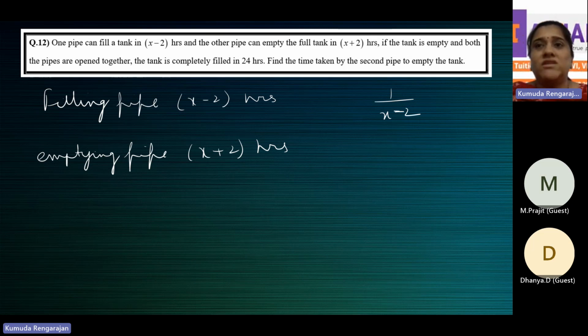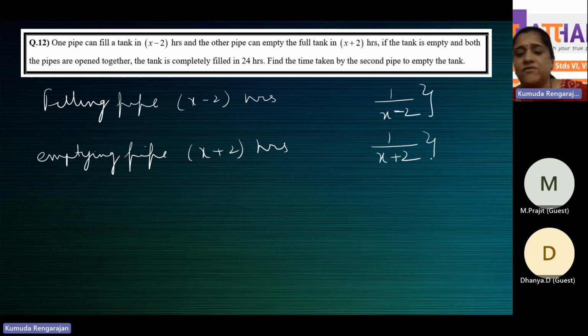For the filling pipe, what is the task? Fill the tank. The tank is empty, fill it. That is the task. For the emptying pipe, the tank is now full. Empty the tank. That is the full task. So the emptying pipe can complete the task in x plus 2 hours. That means every hour it is emptying this fraction of the tank. This is the fraction of the work done in 1 hour. This fraction of the tank is filled in 1 hour, and this fraction of the tank is emptied in 1 hour.